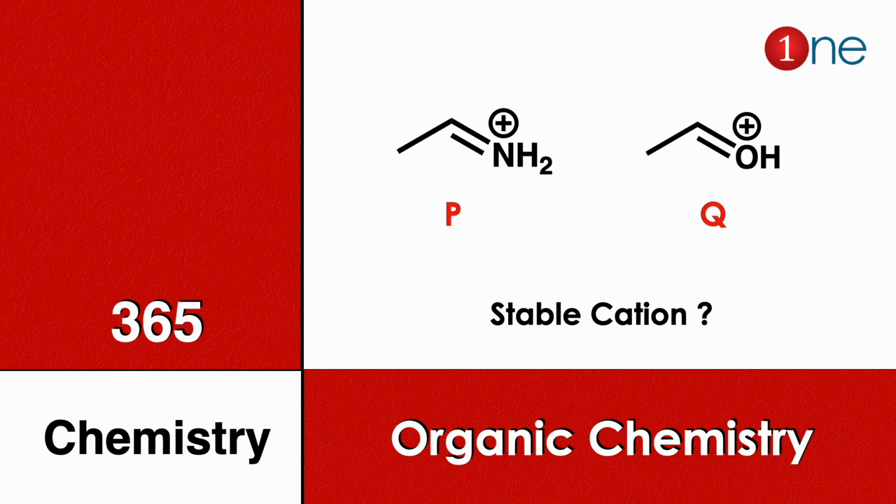Organic chemistry questions for you. Here they have given two different cations, P and Q. P is an amine cation, Q is an oxonium ion. You should find, among the two, which one is more stable.